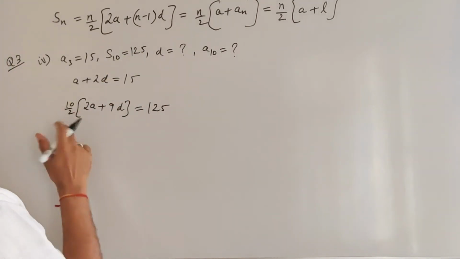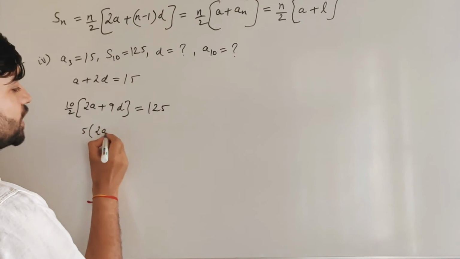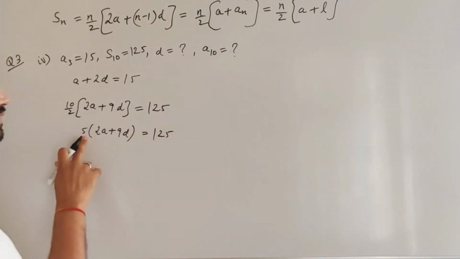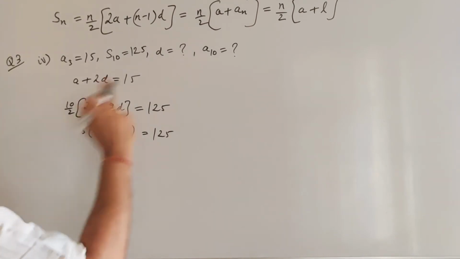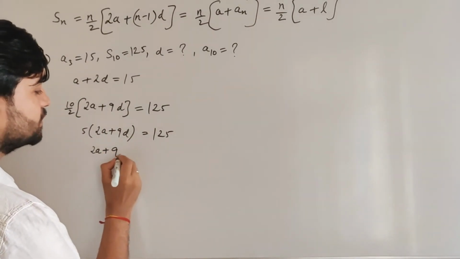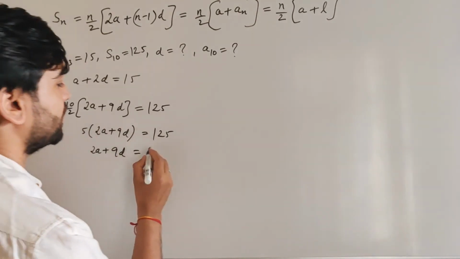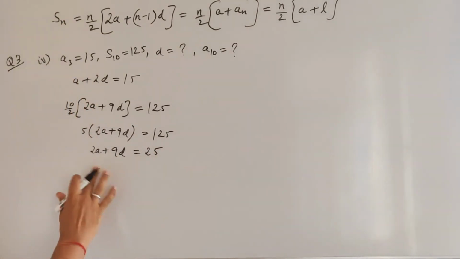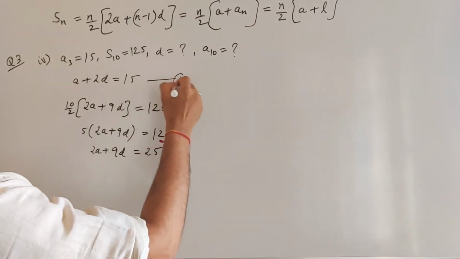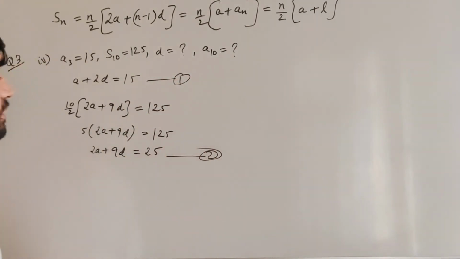I simplify this. This is 5 here, 2A plus 9D is equal to 125. This 5 is in multiplication here. We should not multiply. Take it to the other side, it becomes division. So what do I get? 2A plus 9D is equal to 125 by 5, which is 25. So this is your second equation. This is your first equation. This is your second equation.